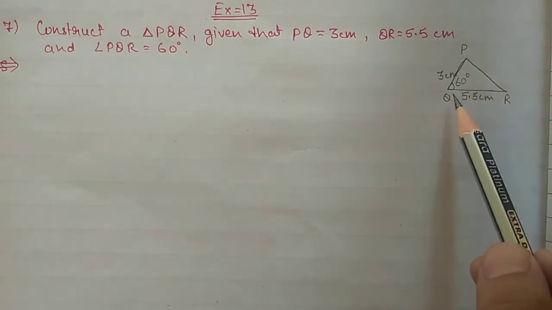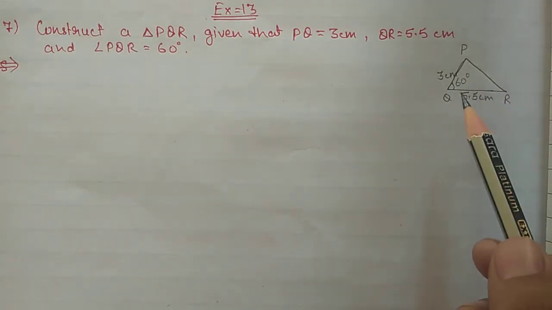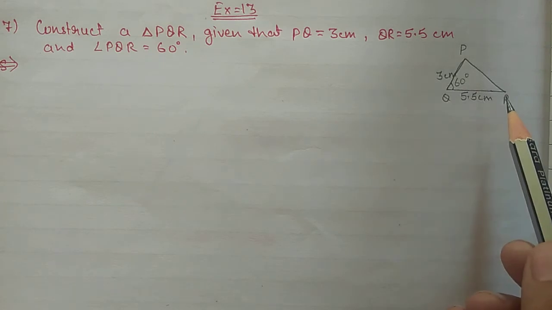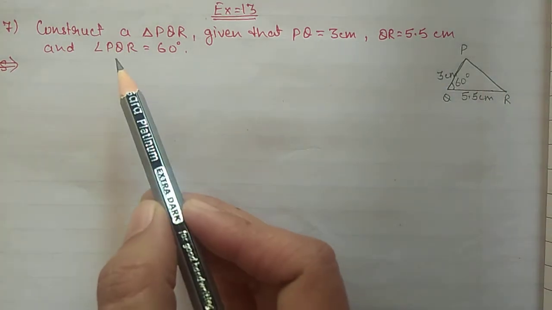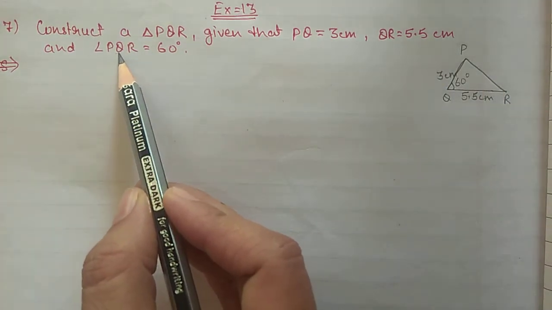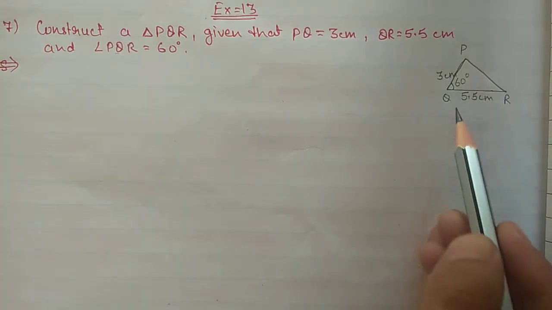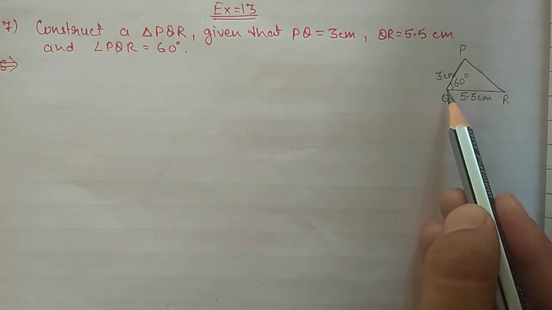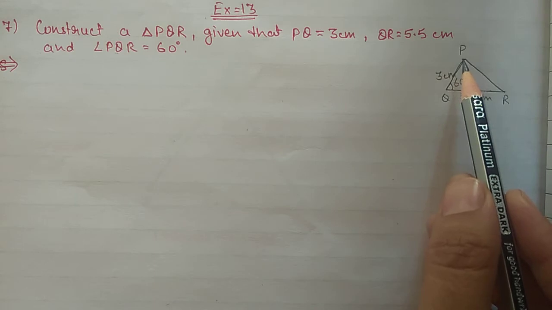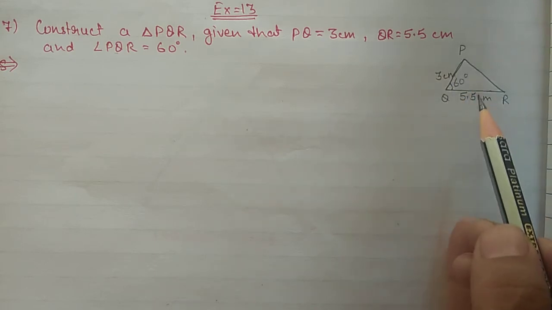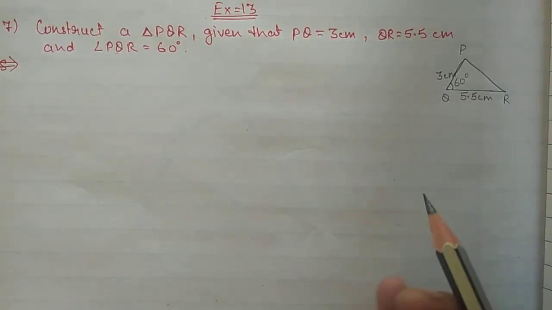So first draw a rough diagram. Always remember, if an angle is given, you have to keep it on the baseline. So here angle Q is given, because Q is in the center, so we'll keep Q on the baseline. We will keep PQ or QR as the base. So I have taken QR as the baseline.